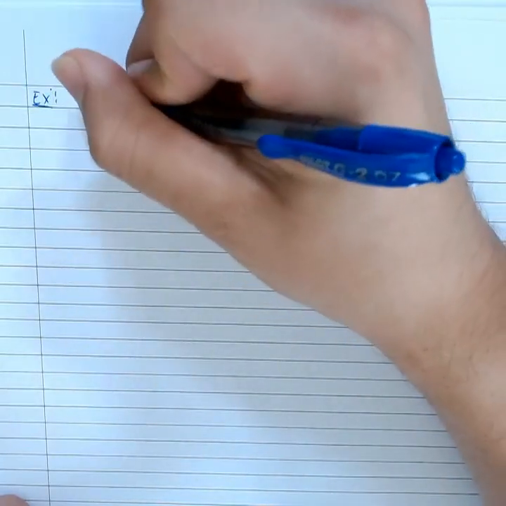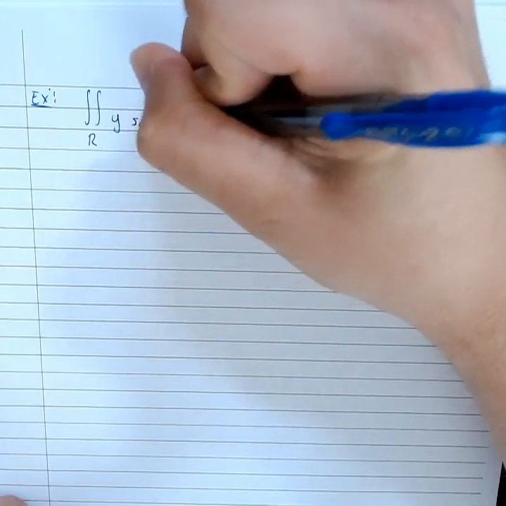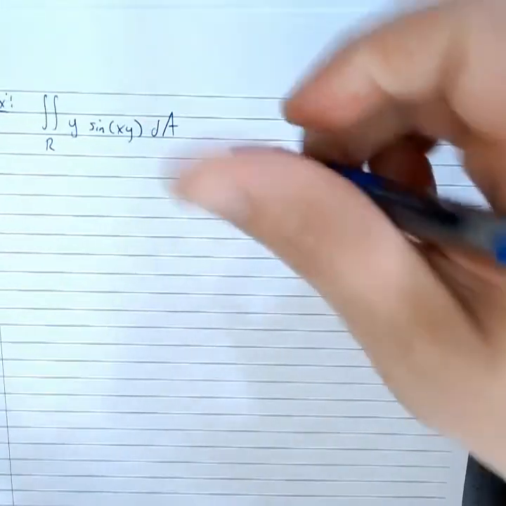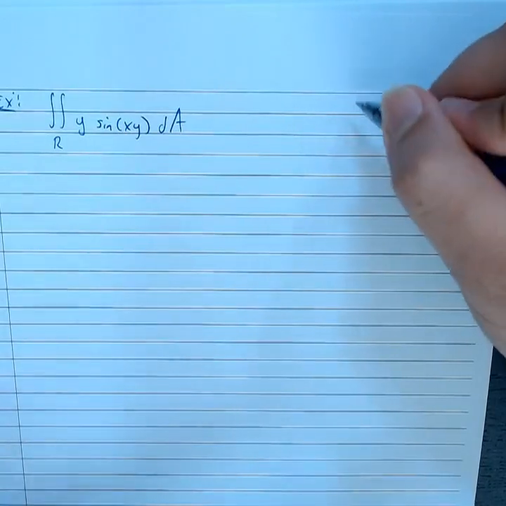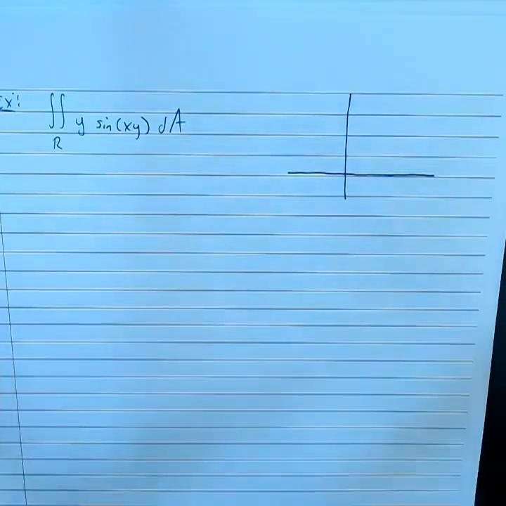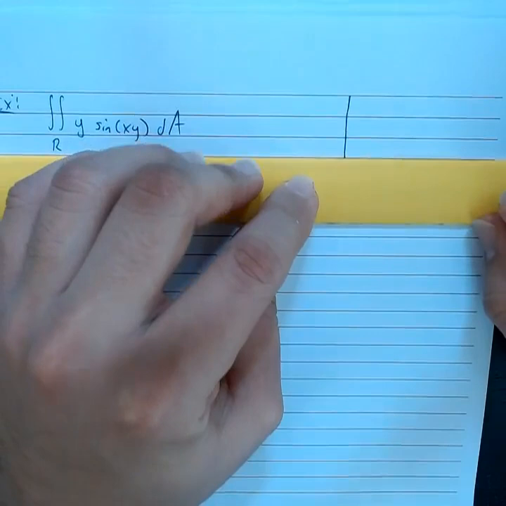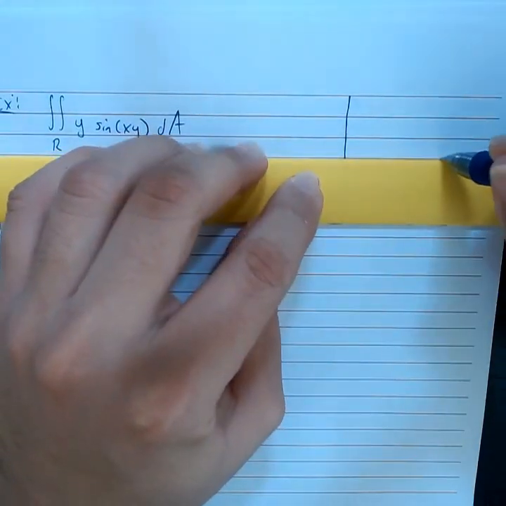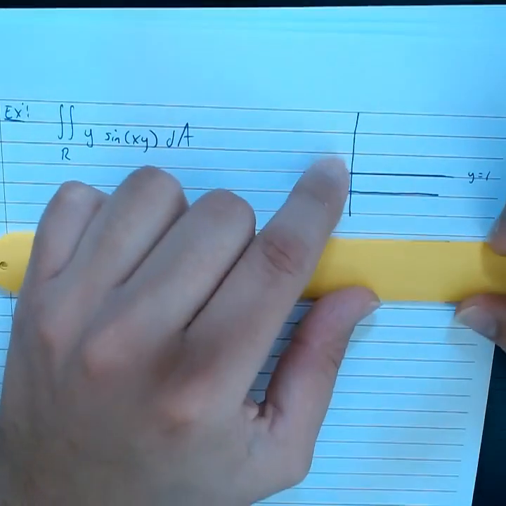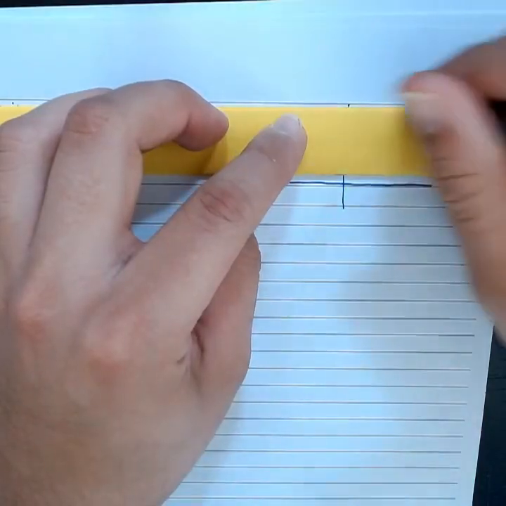We're told to find the double integral over the region R of y sine of xy dA, where our region is given by this funny looking object. We're given a lower bound, y equals 1. So y equals 1. We're given an upper bound of y equals 4. You say, well, that's not so funny looking. It's a rectangle so far.